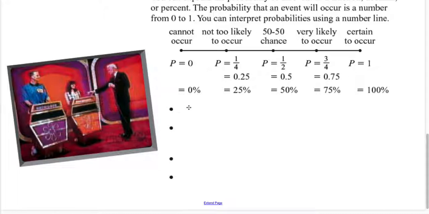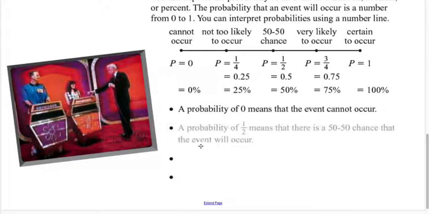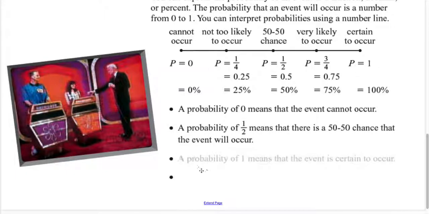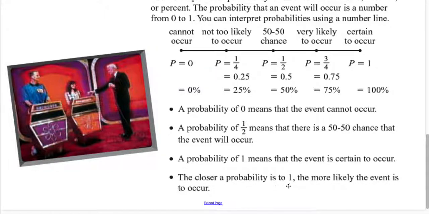So again, a probability of 0 means that the event cannot occur. A probability of 1/2 means that there is a 50-50 chance that the event will occur. A probability of 1 means that the event is certain to occur. And lastly, the closer the probability is to 1, the more likely the event is to occur. So when you talk about probability, we're just talking about numbers between 0 and 1.